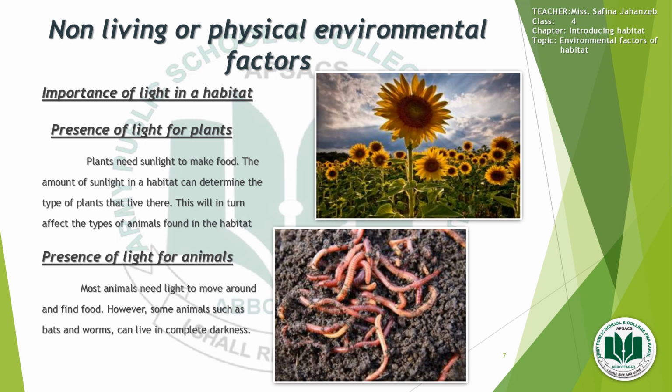Students, some sorts of animals need a large amount of light. They can survive, they can live, and they can move around in the presence of light. But some sorts of animals such as earthworms need a smaller amount of light, because in the presence of too much light they get dry and cannot survive in such types of habitats.